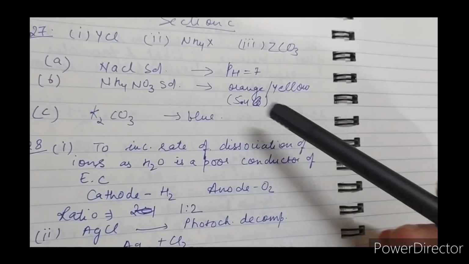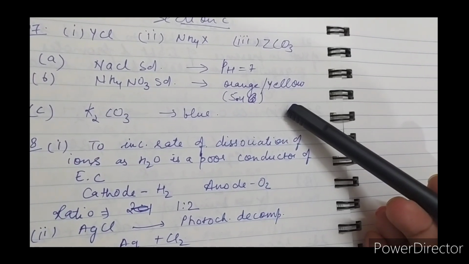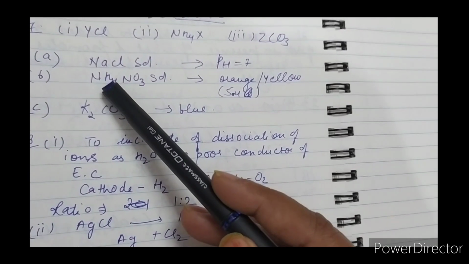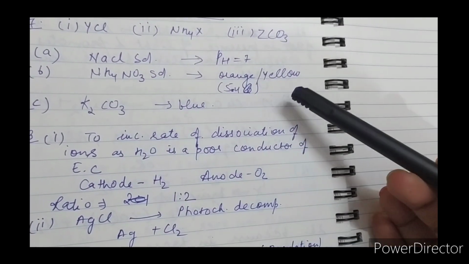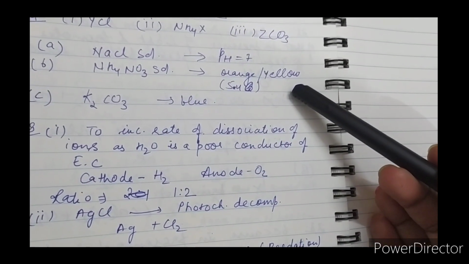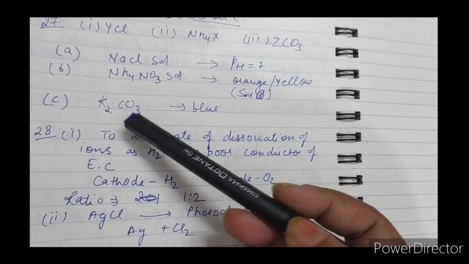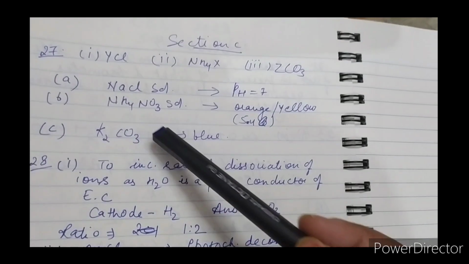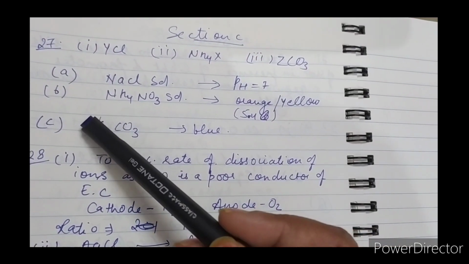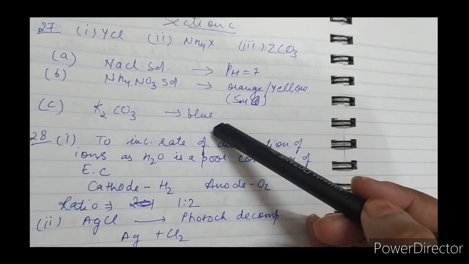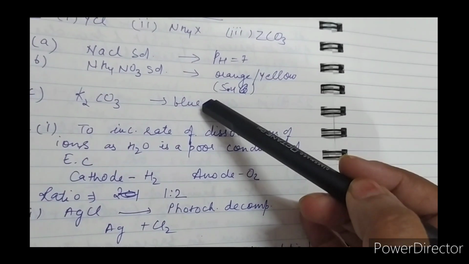Ammonium nitrate will have a pH of 5.46, that is slightly acidic because nitric acid is a strong acid and ammonium hydroxide is a weak base. So it will give you orange to yellow color in universal indicator. Potassium carbonate is basic in solution according to the hydrolysis of salt. Carbonic acid is a weak acid and potassium hydroxide is a strong base. So a basic solution doesn't change the color of blue litmus paper, so it will remain blue.